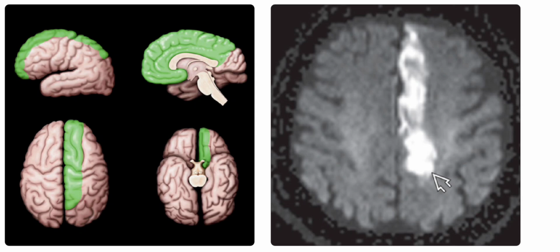Right is the axial DWI MRI and it shows the diffusion restriction in the left anterior cerebral artery distribution within the medial parafalcine frontal lobe.